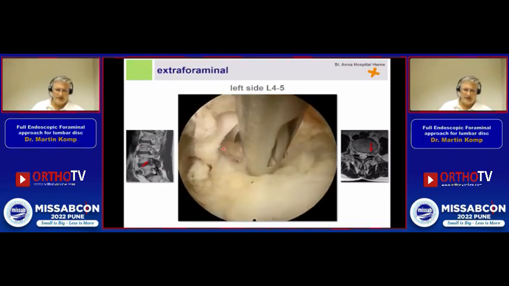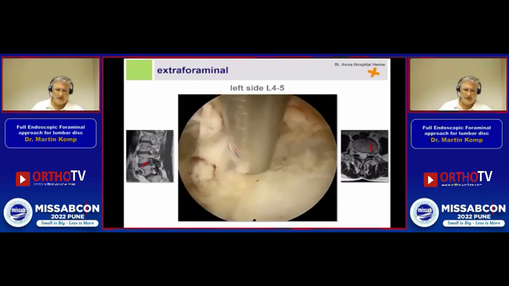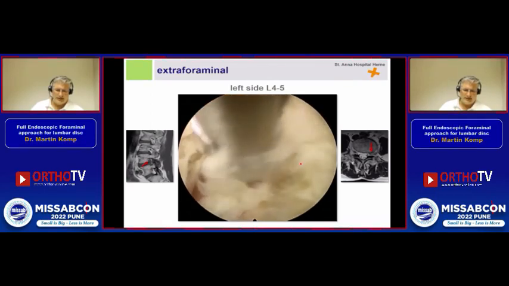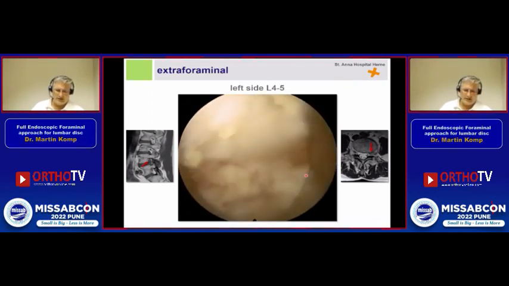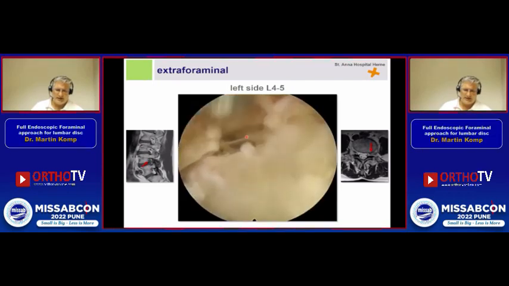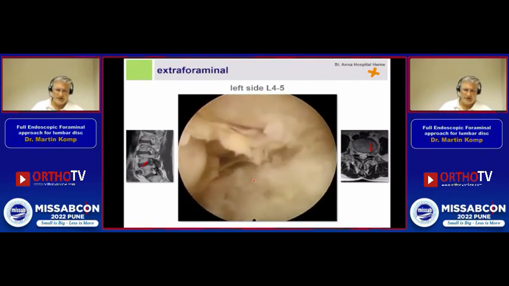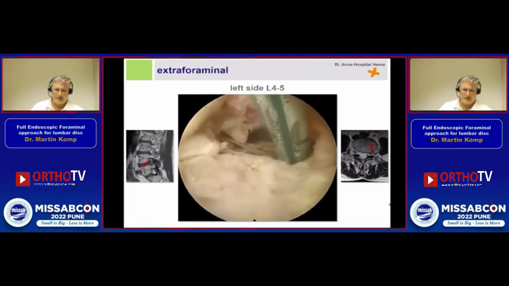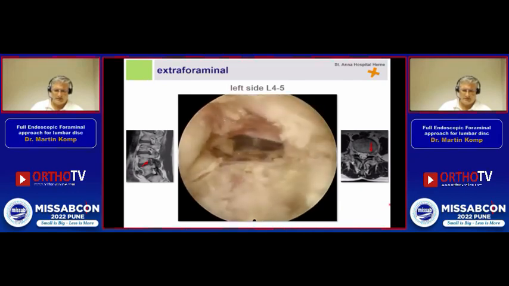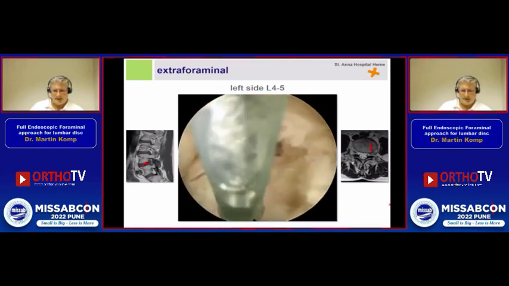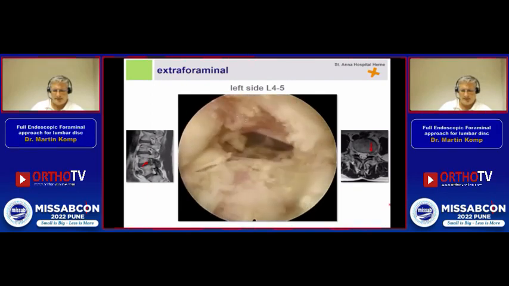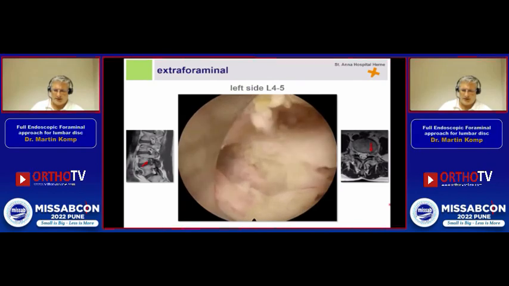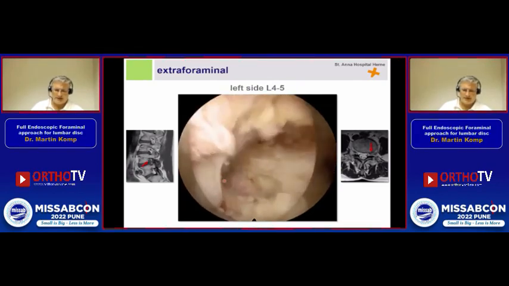Then we lift up the L4 nerve root here to get underneath the L4 nerve root. Again here the pieces which are going in direction to the spinal canal, SAP, and the L4 nerve root after decompression. And here the entry to the spinal canal. Here vertebral body, and the way to the disc here. And here the exiting nerve root.